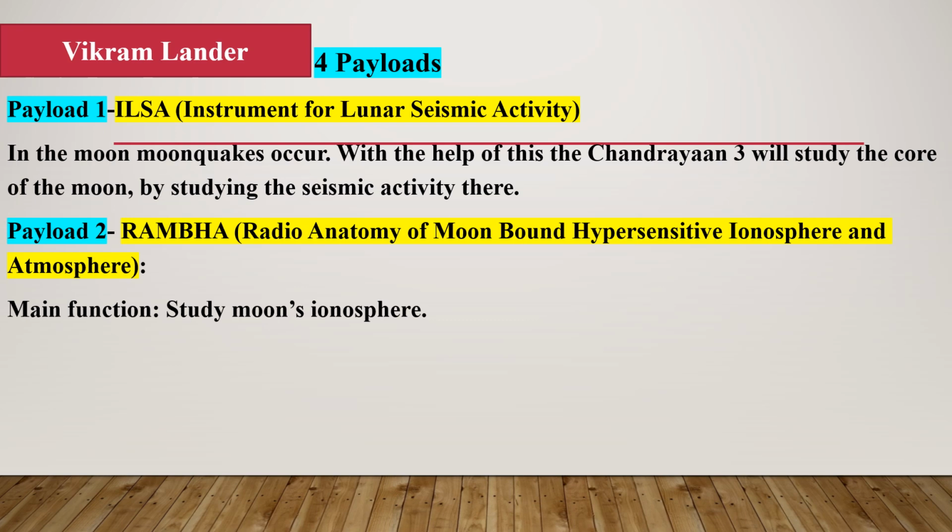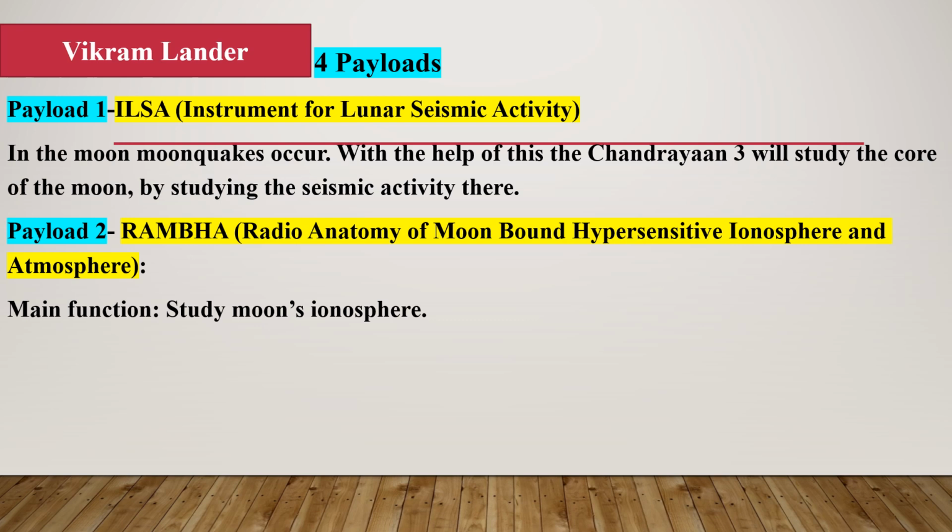We all know that earthquakes occur on the Earth, and similarly moonquakes occur on the moon. Chandrayaan-3 wants to study not only the surface of the moon, but also the core of the moon. And it will do this by studying the seismic activity of the moon.